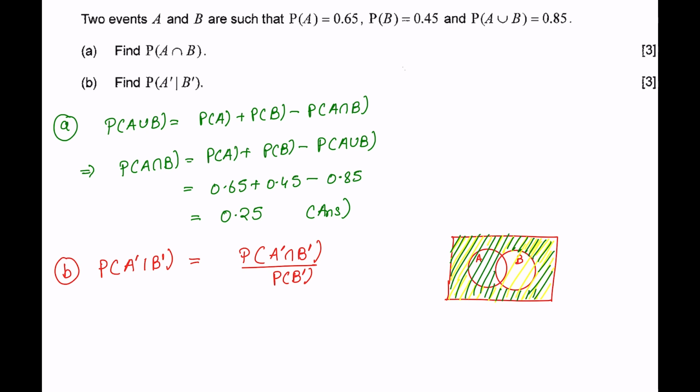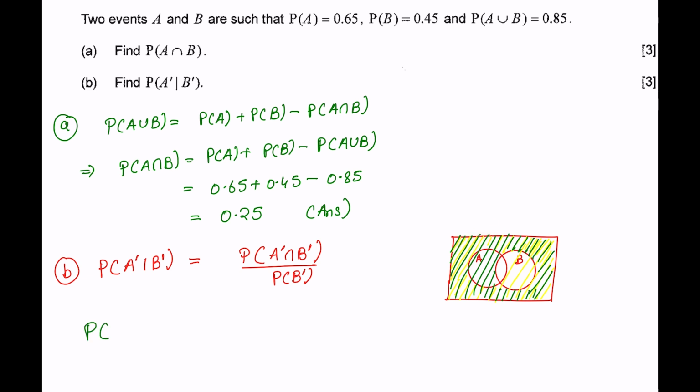Now if you check here, A prime intersection B prime is basically the parts other than this AB, right? So this part is P of A prime intersection B prime. So how will I get this part? That is 1 minus P of A union B. P of A union B will give me the probability of everything between A and B. So 1 minus P of A union B will give me everything other than A and B, right?